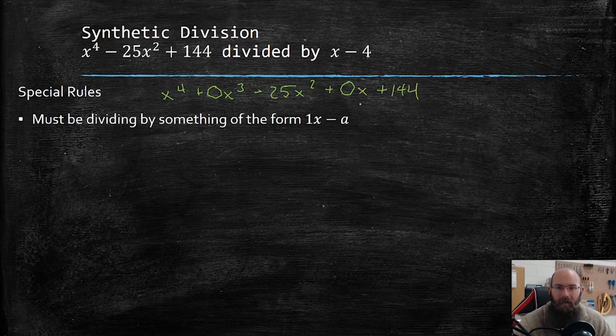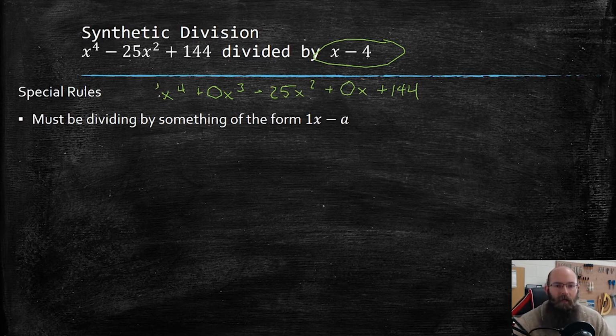So I need to write this in descending order with all of the gaps filled in. And I'm dividing by x minus 4. Now that cannot be 5x minus 4. It cannot be 13x minus 4. Or even a negative x minus 4. It has to be just x plus or minus some number there.